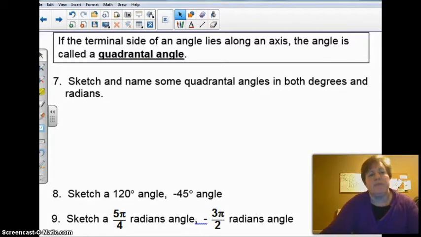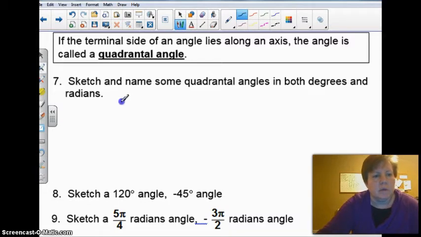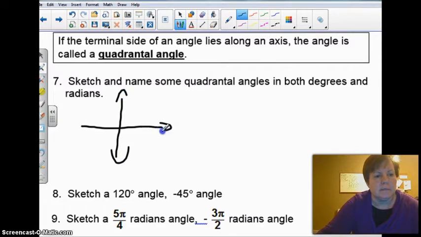Okay, so if the terminal side of an angle lies along an axis, the angle is called a quadrantal angle. So what does that look like? All right, so here's our axes. We have our y-axis, we have our x-axis. Okay, so if the terminal side, the ending side, is the axis, then these are called quadrantal angles.